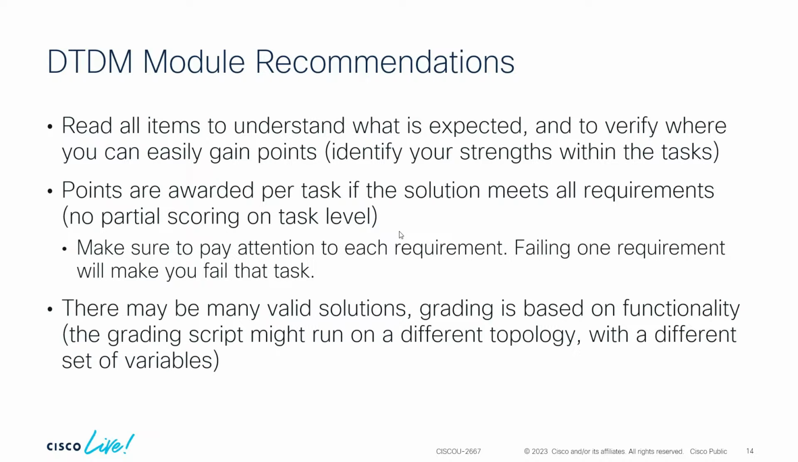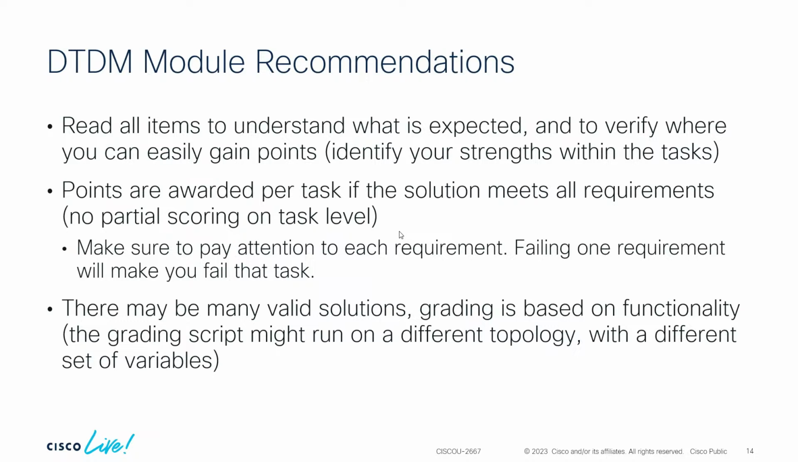The thing in the DTDM module is that if you have an item, there's no partial scoring. So that means that if the item has 3 or 4 bullet points and you miss one of them, you will fail that item. So that's the dynamic of a DTDM question. Points are awarded per task if the solution meets all the requirements. If one requirement is missed, then you fail. So you need to pay attention to each of those requirements.